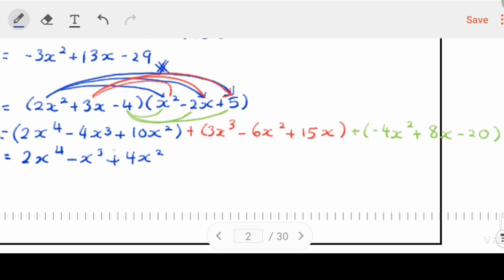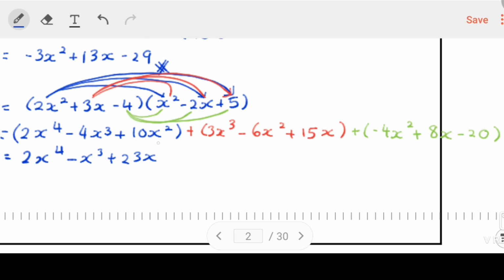So for x power 2, 10 minus 6 minus 4. Sorry, I made a mistake here. The answer should be 0x squared. So we can choose not to write it into the expression or into our answer. Proceed with coefficient of x. So 15 plus 8 becomes plus 23x.